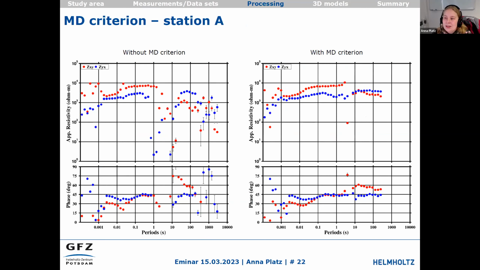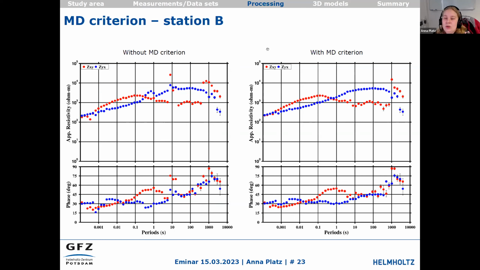If we go back to our station A, then we see now on the left-hand side the processing result which we had so far. So we had here the robust single-site processing result using a coherence threshold, but also the notch filters. On the right-hand side, we now apply in addition the MD criterion using different thresholds for the individual components of the impedance tensor. And we see that we get a significant improvement for the apparent resistivity and phases over the entire period range.